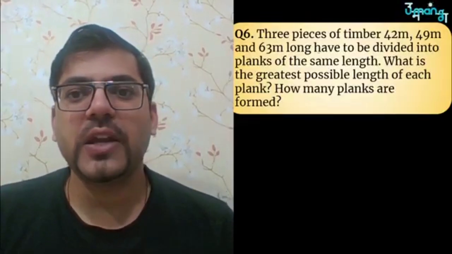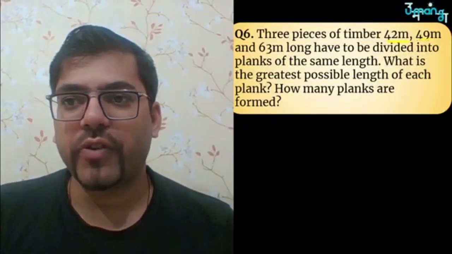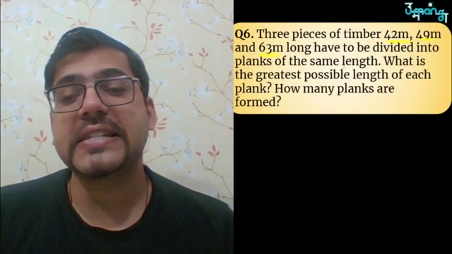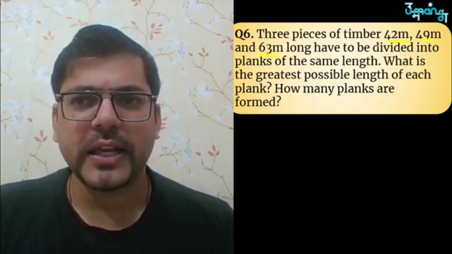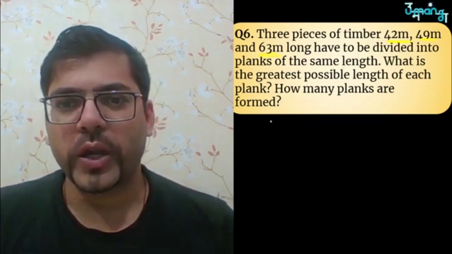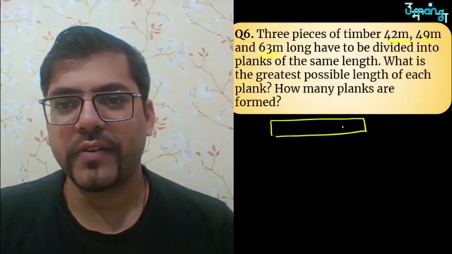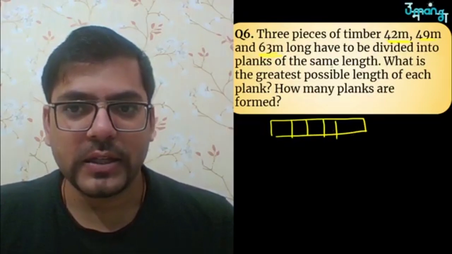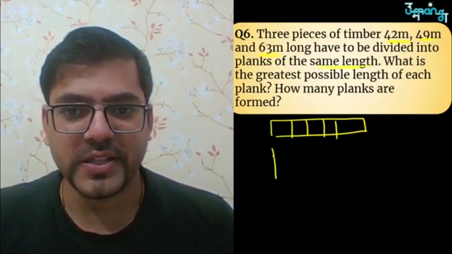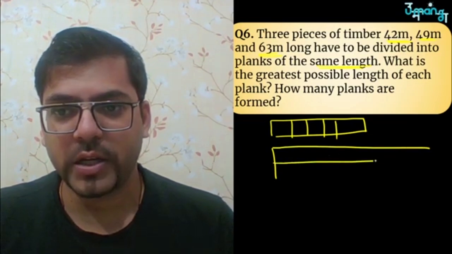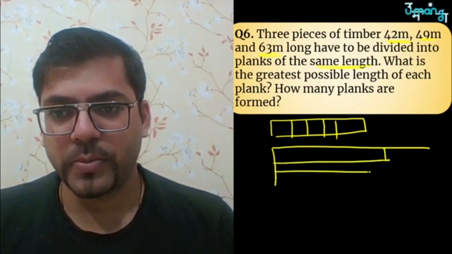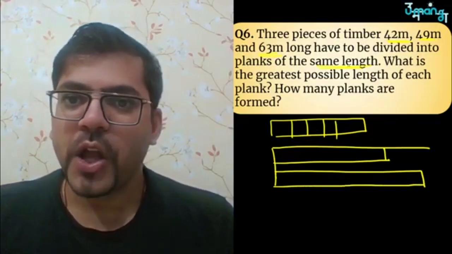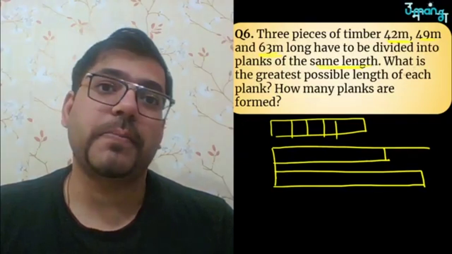This next question says 3 pieces of timber 42 meter, 49 meter and 63 meter long have to be divided into planks of the same length. Okay. So again, just from common sense, you can figure it out. If you have a 42-meter plank and you have to divide it into smaller portions, that has to be of the same length for all of them. So if this is 42 meter, this is going to be 49 meter, and the third one is going to be 63 meter, like that. And you have to divide them in the same length.